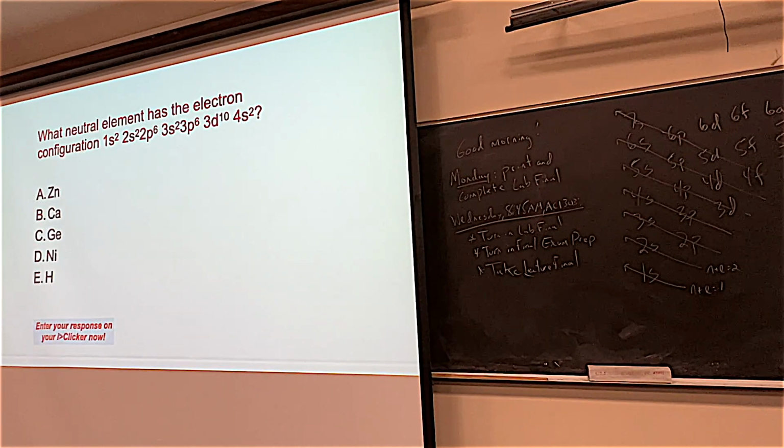Okay, here's another kind of question you might see. When you see questions like this, you have to assume that everything follows n plus l. But what neutral element, not an ion, but a neutral element, has this electron configuration? See if you can figure out which of those elements has that electron configuration, assuming that everything is set up right.